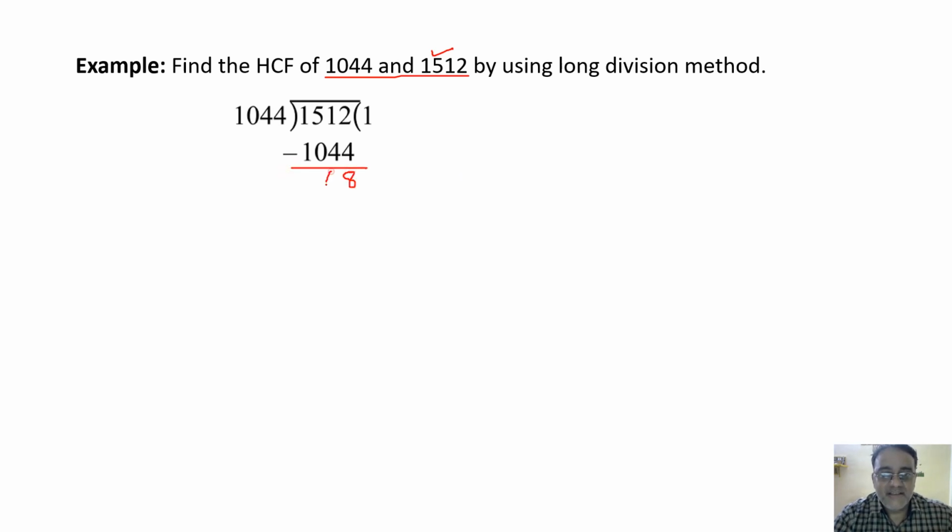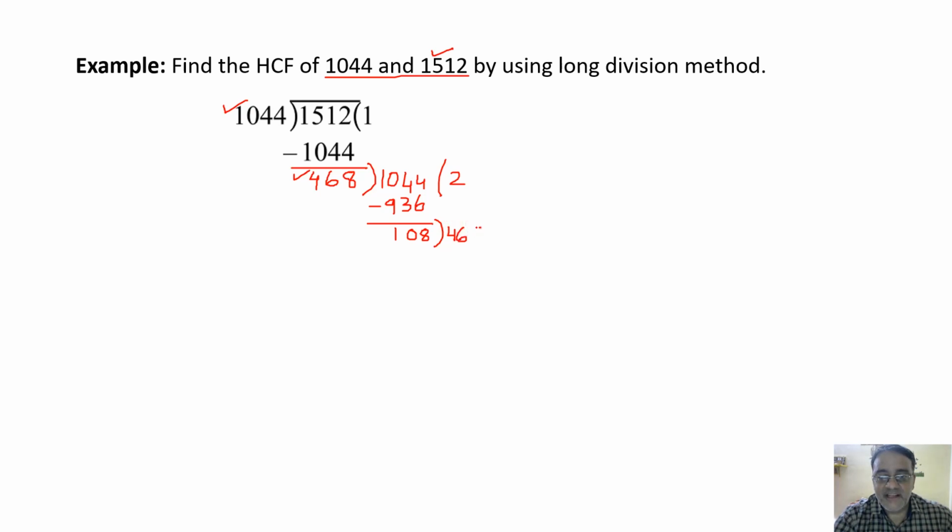468. It is not equal to 0. Then divide the smaller number by this remainder. 1044. So 468 into 2, 936. Subtract again. If you subtract, you will get 108. Again, 108 is not equal to 0. So divide the old remainder by the new remainder.